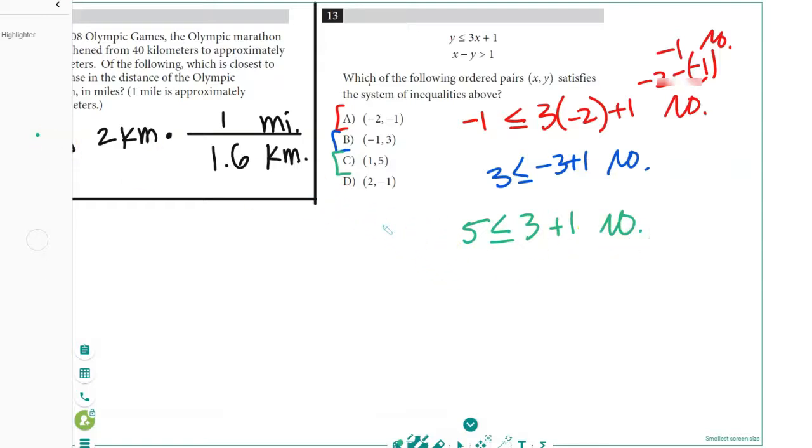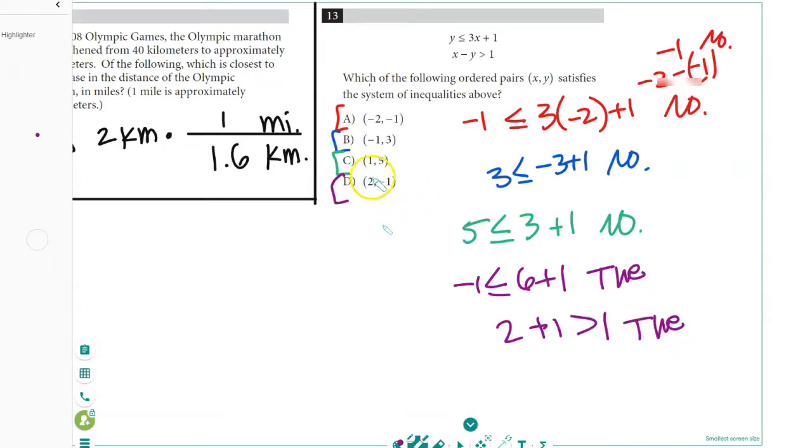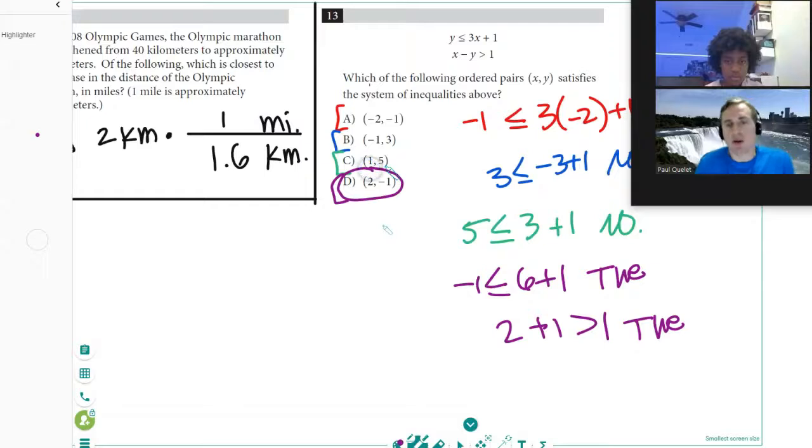And then finally, let's try D. 2 for x, that's 6 plus 1. And you put in -1. I think that's true. And then let's see if it satisfies the other one. I ran too fast. 2 plus 1. Is that greater than 1? So that's true. Okay. Now, by the way, a couple quick notes.